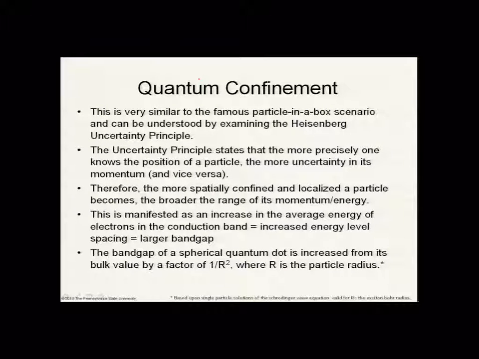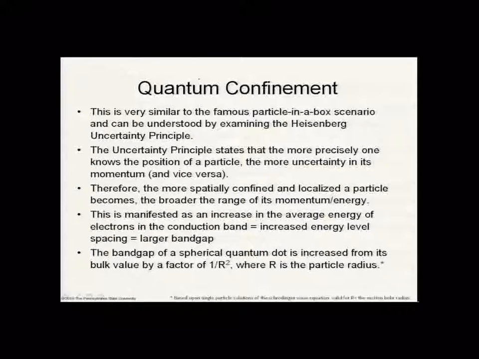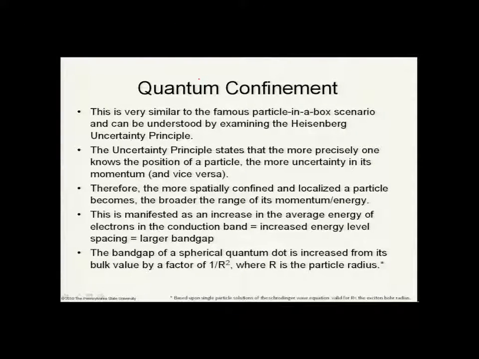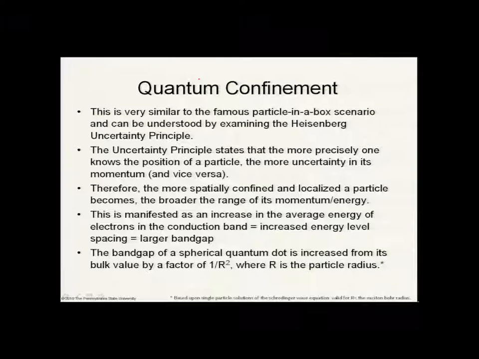So quantum confinement, how does it really work? Where does it come from? Well, it's very similar to the famous particle in a box scenario, and it can be understood by thinking about the Heisenberg uncertainty principle. This states that the more precisely one knows the position of a particle, the more uncertainty there is in its momentum and vice versa.